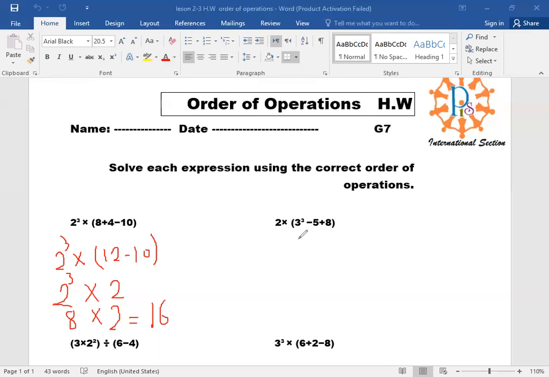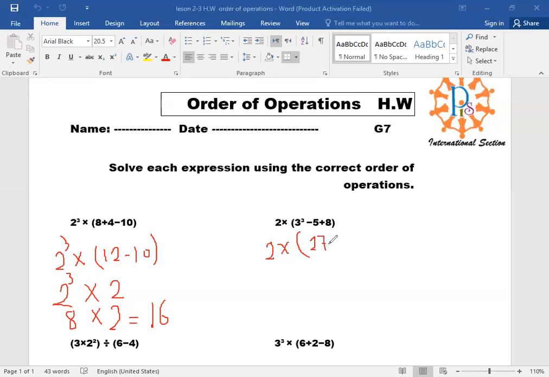2 times 3 to the power of 3 minus 5 plus 8. Which part will we start with? We will start with the parentheses. Exactly. Inside the parentheses, you will start with the exponents. Thank you. 3 to the power of 3 means how many? 3 to the power of 3 means 3 multiplied by 3 multiplied by 3. Excellent, Hassan. Which means it would be equal to 27.